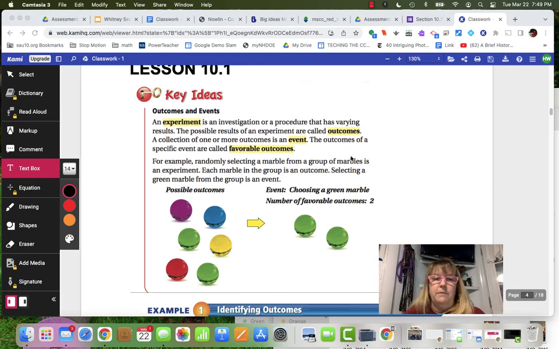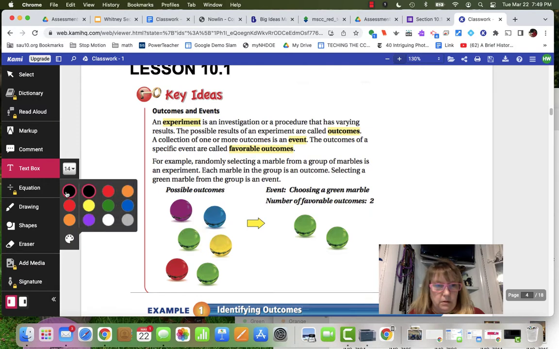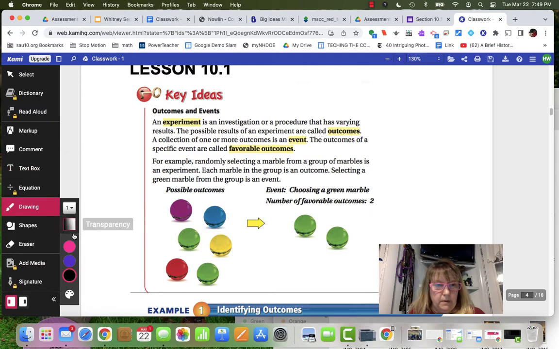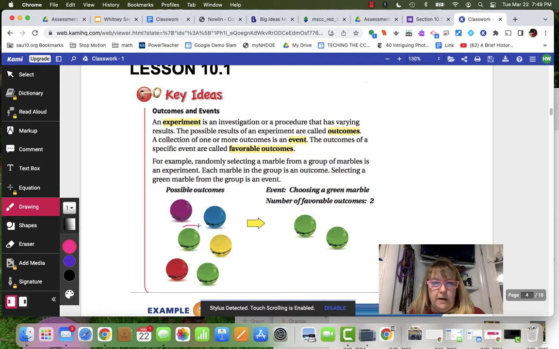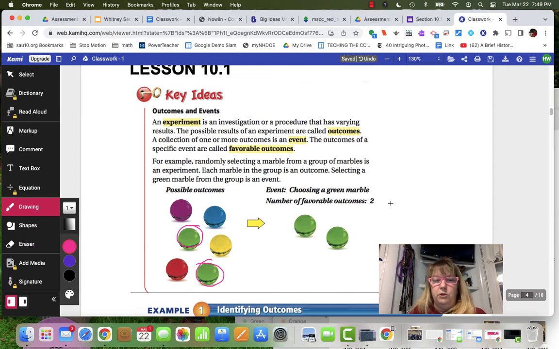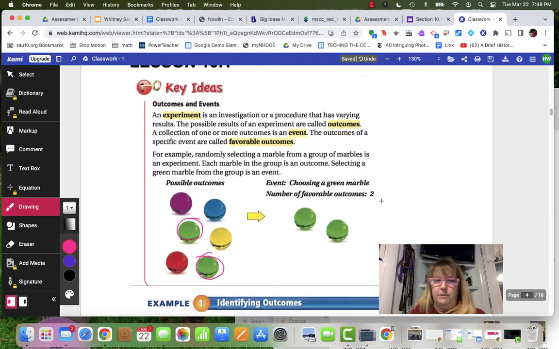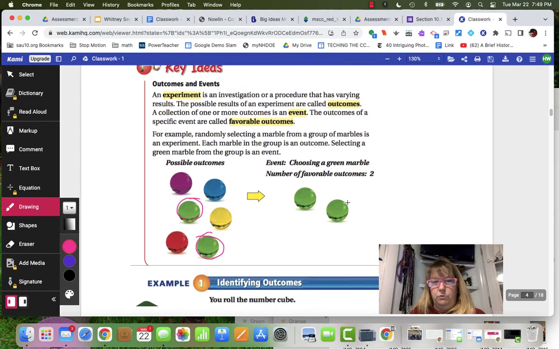For example, randomly selecting a marble from a group of marbles is an experiment. So if I have a bunch of marbles, my experiment is choosing a green marble. The number of times that I can choose a green marble is twice, because there are two: one green marble here and one green marble there. So the event is choosing a green marble, and the number of favorable outcomes is 2. The outcomes are 2 green marbles.